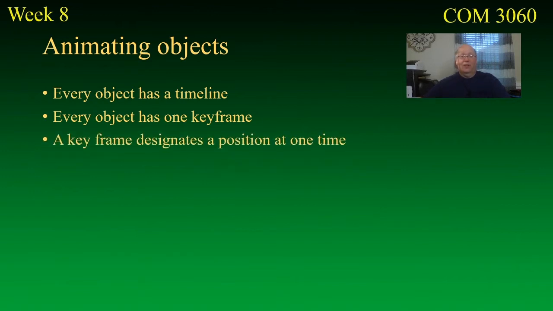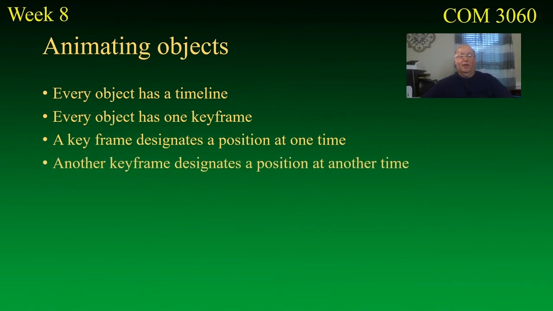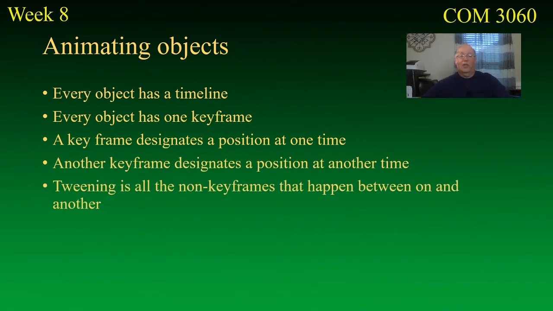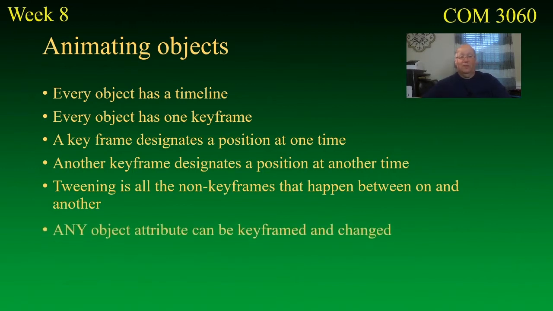Every keyframe designates a position at one point in time. That's, we've described what a keyframe is. Another keyframe designates a position at another time. And tweening is all the non-keyframes that are created to get the object from one side of the screen to the other, or whatever it is it's going to do. Could include rotation, things like that.